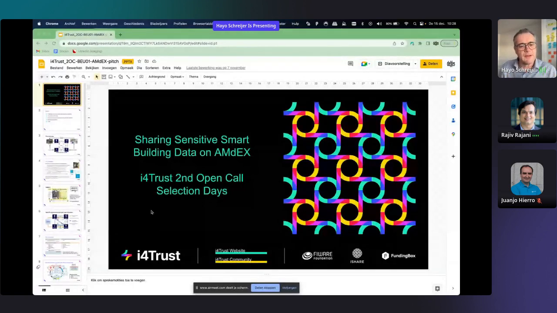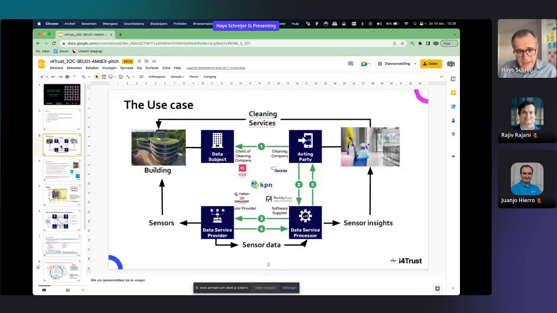As Rajiv said, the project is called Sharing Sensitive Smart Building Data on Amdex. I will just show you some sheets to show you what we're doing and what Amdex is. Maybe to start with a picture of the flow. The use case is about sharing sensor data that's coming from buildings and public places, mainly in the Amsterdam area, which means the city of Amsterdam and all the communities and municipalities around Amsterdam.